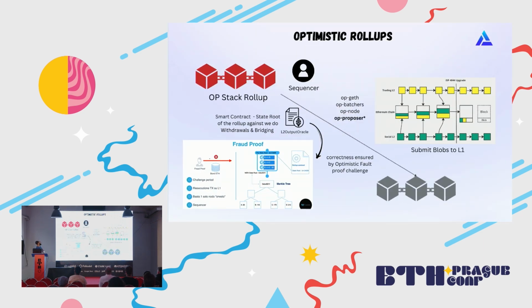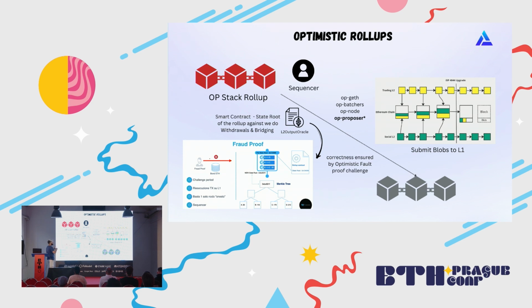This is an architectural diagram of how any optimistic rollup works right now. This is an example of an OP Stack rollup. You can see the rollup, and here is the sequencer, which posts all the transaction bundles to the Ethereum L1. Then there is a smart contract called the L2 output oracle contract, which contains the state root of the rollup, against which withdrawals and bridging are done, with a 7-day withdrawal period. The correctness of this contract is determined by the fraud proof game that we just saw, with a 7-day challenge period. And when we use ZK rollups, the correctness of this contract is provided by validity proofs, right?